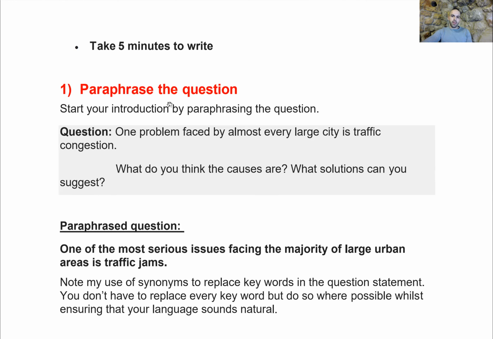So let's paraphrase the question. We have this question here. One problem faced by almost every large city is traffic congestion. Let's see the paraphrased question now. One of the most serious issues facing the majority of large urban areas is traffic jams. So as you can see, one of the most serious issues has been written instead of problem.